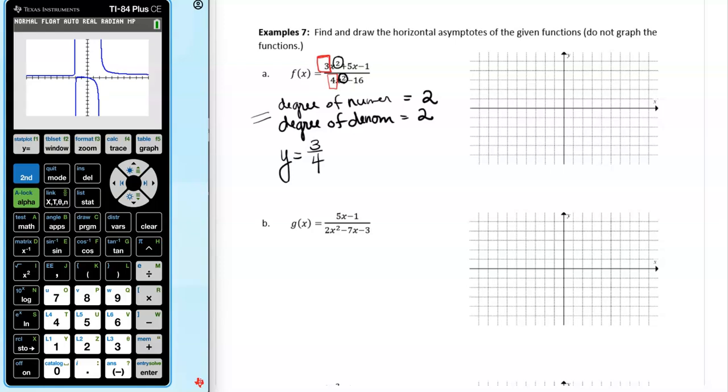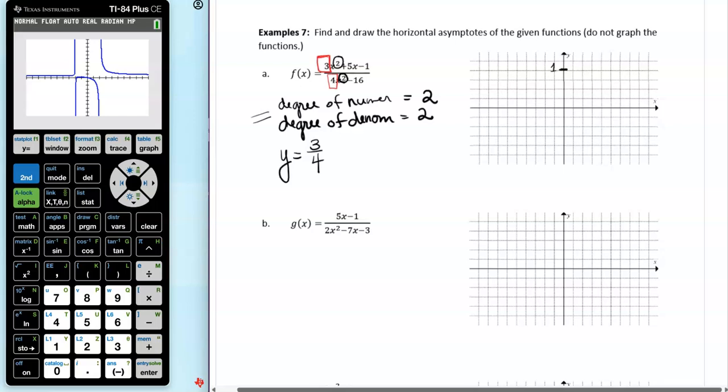On this end, it's above the x-axis. It's very close to the line y equals 3/4. And on the right-hand side, once again, it's above the x-axis. It's very close to the line y equals 3/4. So if we set our scale on this, I think the easiest way would be to set the scale this way. Then y equals 3/4 would happen right here.